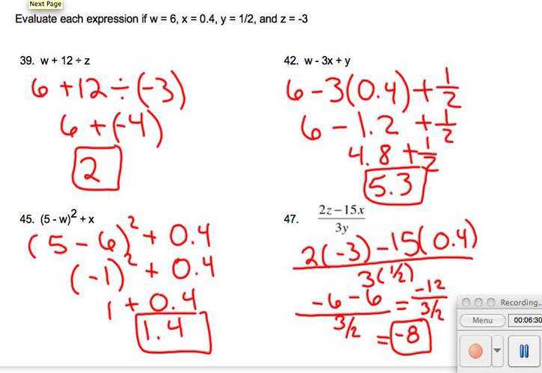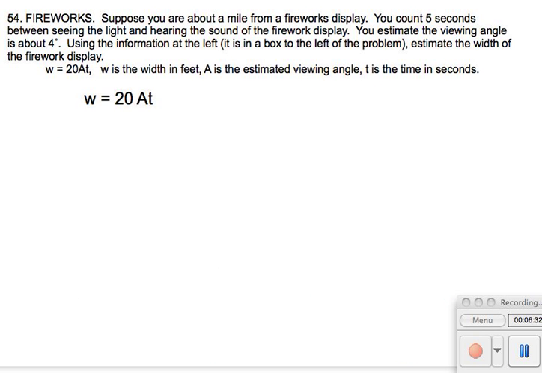And the last one we picked for this lesson was a story problem. Story problems seem to be struggling points. This one is problem 54 from the fireworks. It says, suppose you're about a mile from the fireworks display. You count 5 seconds between seeing the light and hearing the sound of the firework display. You estimate the viewing angle is about 4 degrees using the information at the left.